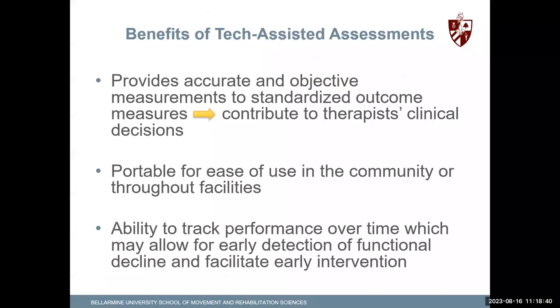All right, so just talking about how we've utilized this in our service learning clinic and how it can help us as therapists provide improved data. I always remind our students whenever we look at new pieces of technology, and there's sometimes that whole like, oh, is this gonna replace me as a PT? This is simply a tool that is providing us accurate and objective measurements to standardize outcome measures that are already in existence.